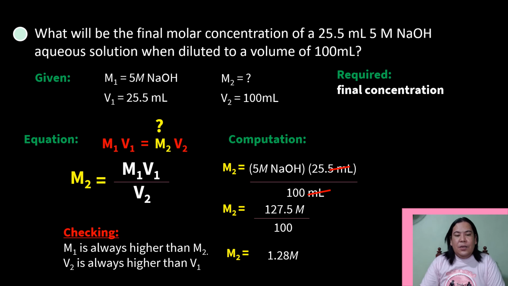Okay, M1 is always higher than M2. Your M1 is 5 molar, your M2 is 1.28. So your answer is correct.